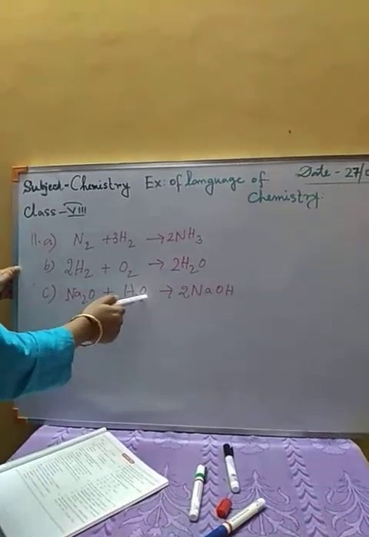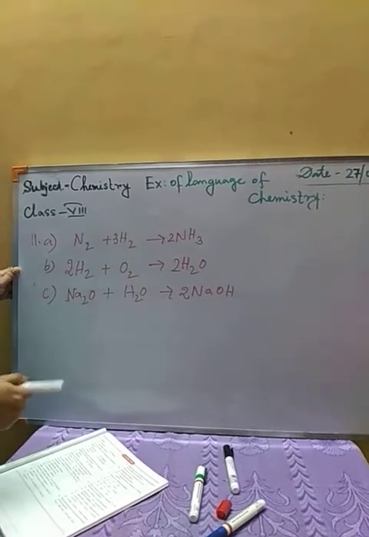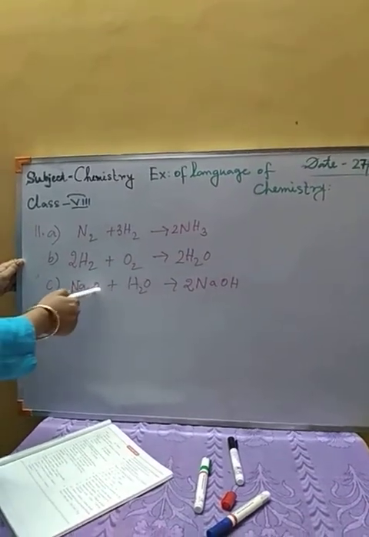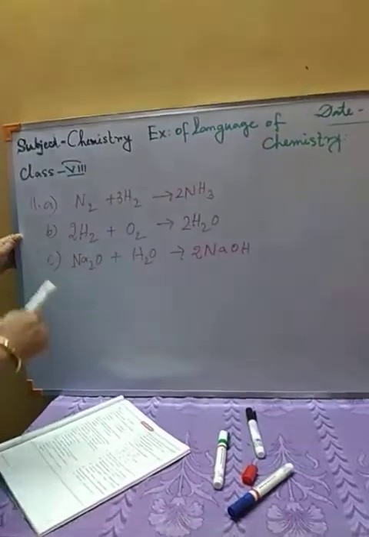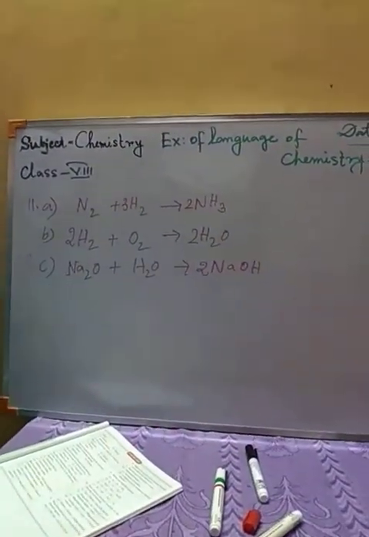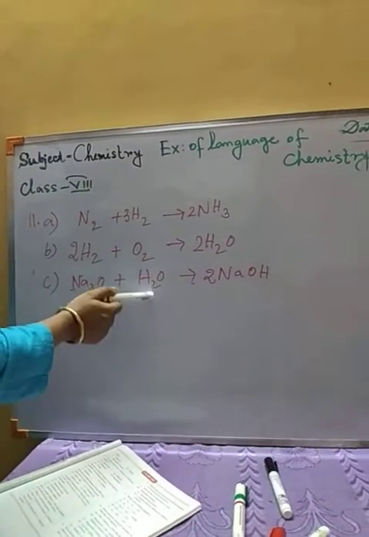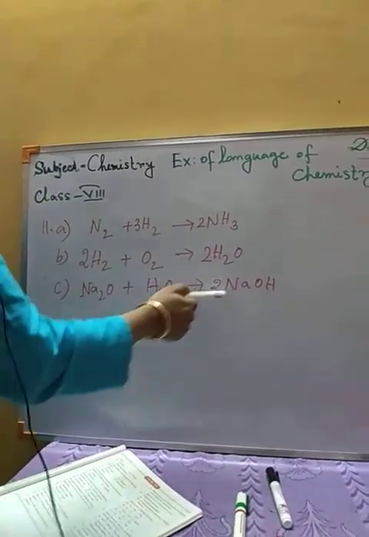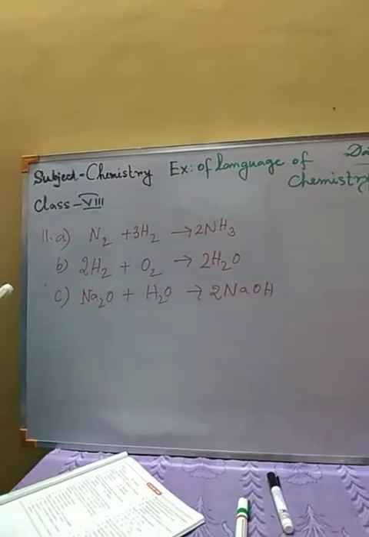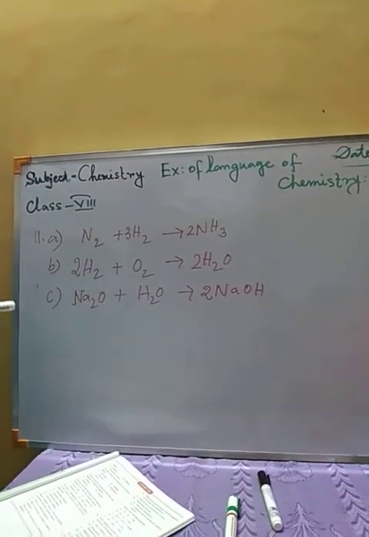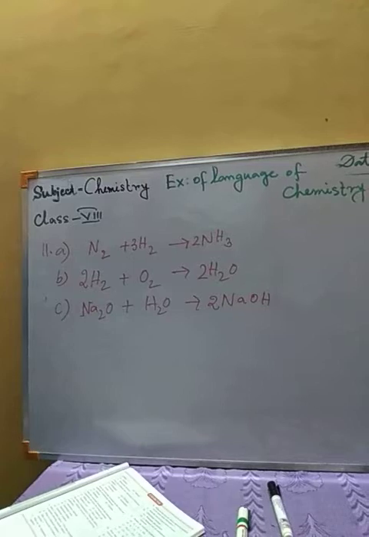And this side 1, here 1. So oxygen is balanced: one oxygen atom in Na2O, and this side with water, one oxygen atom. So oxygen is balanced. What about hydrogen? This side two hydrogens are there, and this side also two hydrogen. So all the elements are balanced now.